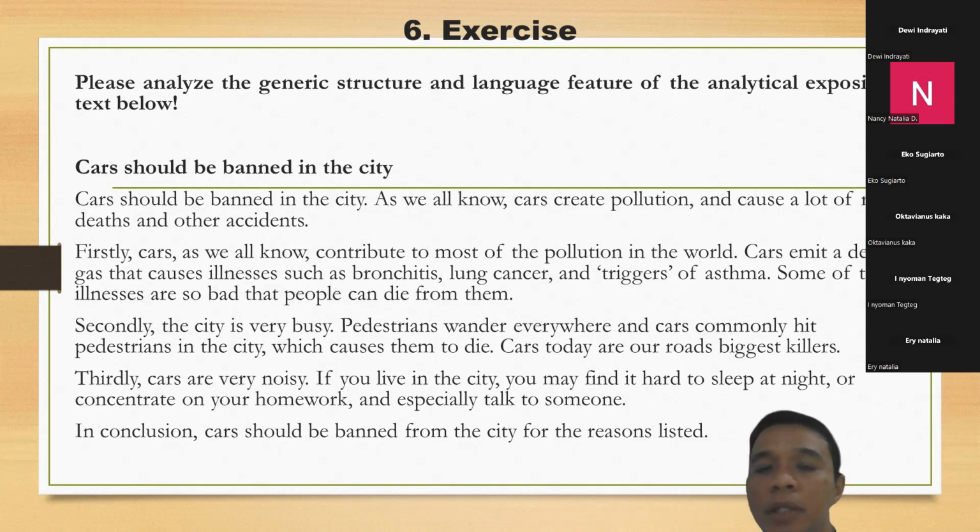Okay, time is yours. I would say the thesis is the first paragraph that mentioned cars should be banned in the city as well. As we all know, cars create pollution and cause a lot of road deaths and other accidents. Because the thesis is about introducing the topic and indicating the writer's point of view. Okay, correct. Which one is argument, Dewi?